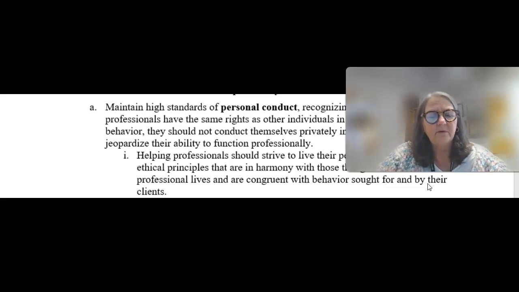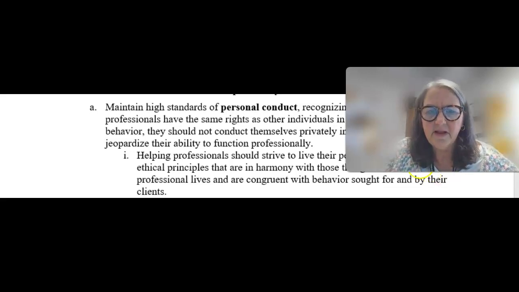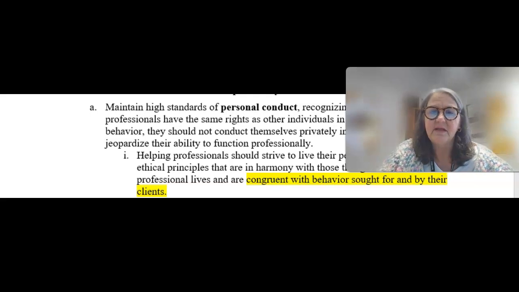For example, I'll use myself again. I work with people with substance use disorders, and a lot of times one of the plans for those people is that they don't drink. Now, does that mean I shouldn't drink? It just means that I have to conduct myself in a manner that's congruent with what I'm doing. It doesn't necessarily mean that. It just means I need to practice what I preach, for lack of a better word.